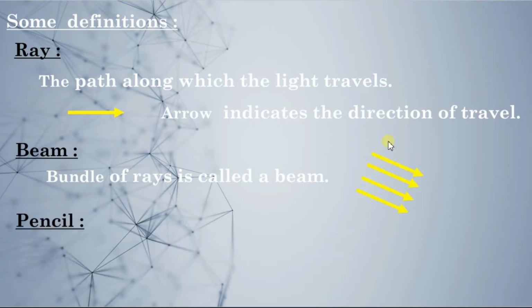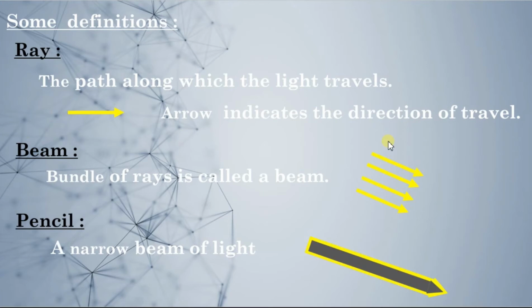Next we have something called the pencil. A narrow beam of light is called a pencil. Mostly we will be able to mention it when we are studying refraction.